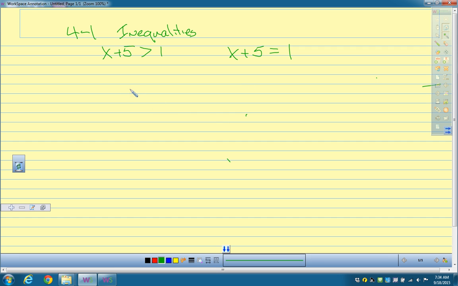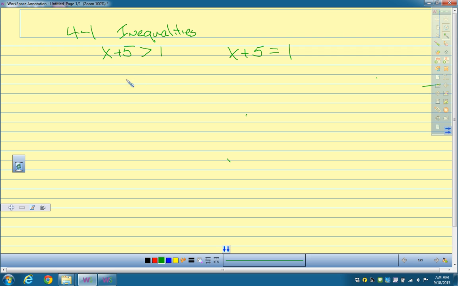Who can tell me the difference between this inequality and this equation? Yes, Sophie? An equation has an equal sign, that's true. What else? What were you going to say, Ian? Well, x plus 5 is greater than 1 is different than x plus 5 equals 1. Right, it has a greater value. Okay, bigger value. How many answers does this thing have? 1.